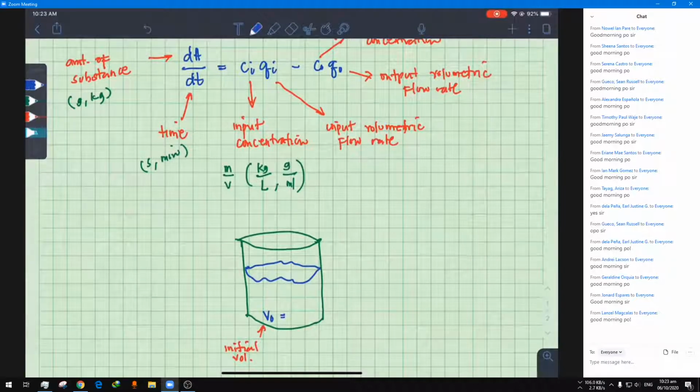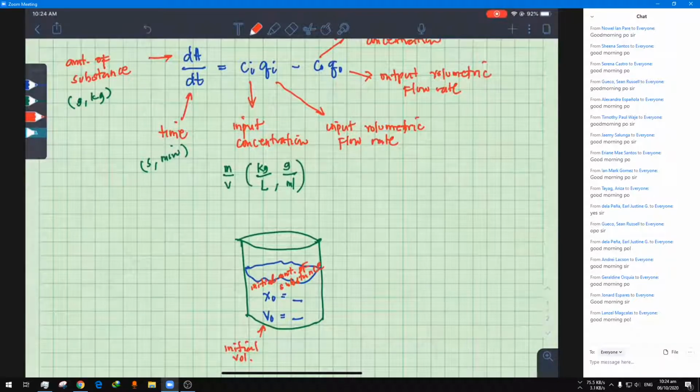Tapos meron din siyang X sub O. Okay? So X sub O, so yun naman yung initial amount. So that is the initial amount of the substance. So pwedeng initially there is 100 grams of salt dissolved in the liquid. So that is the X sub O.